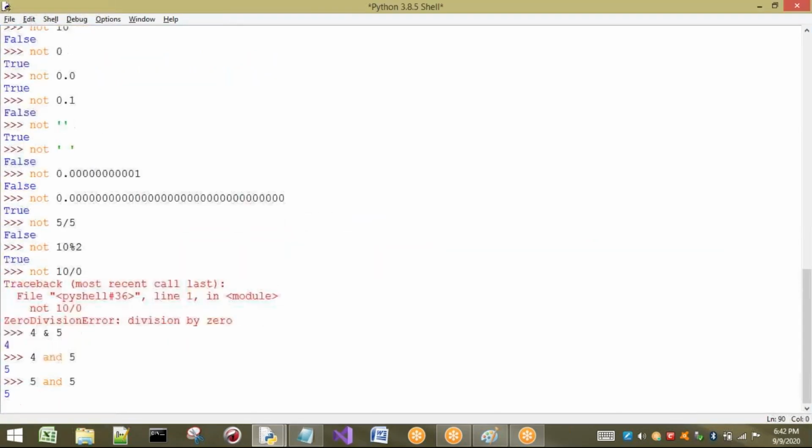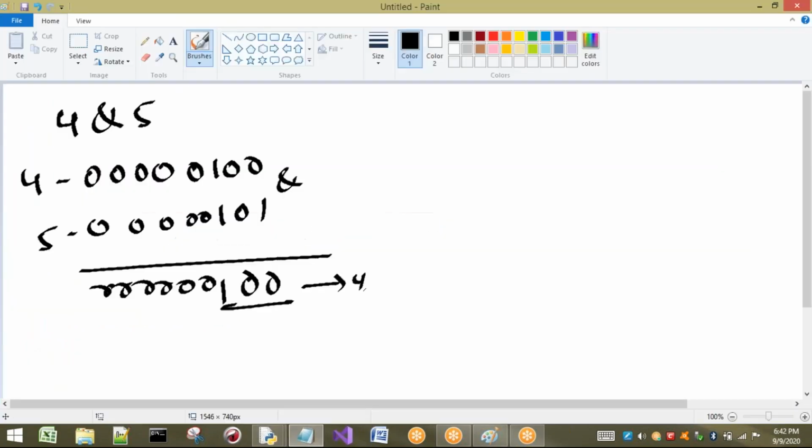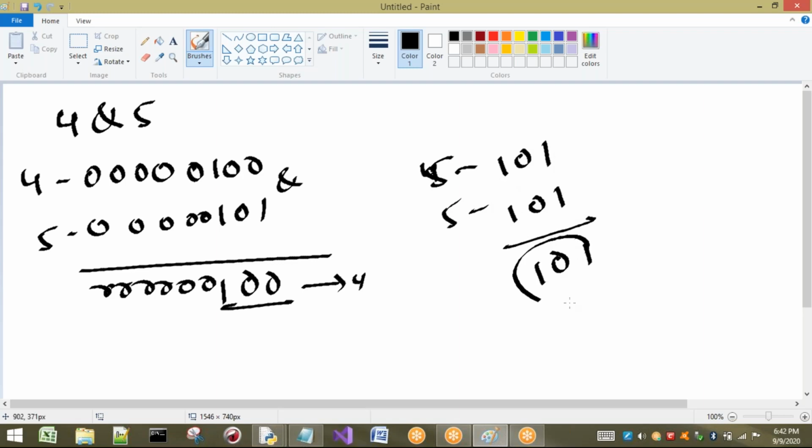Now I will show you a small example. 5 and 5. The answer is 5. The reason: if you perform AND on two same numbers, what happens? I will take only three bits: 101 and 101. Same numbers are there. 1 and 1 is 1. 0 and 0 is 0. 1 and 1 is 1. The value is going to return 5 only.